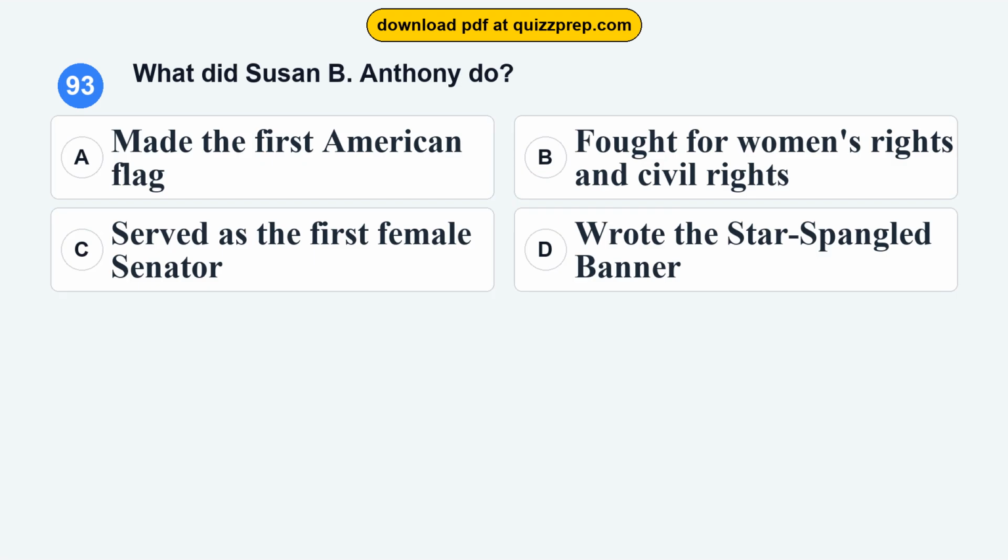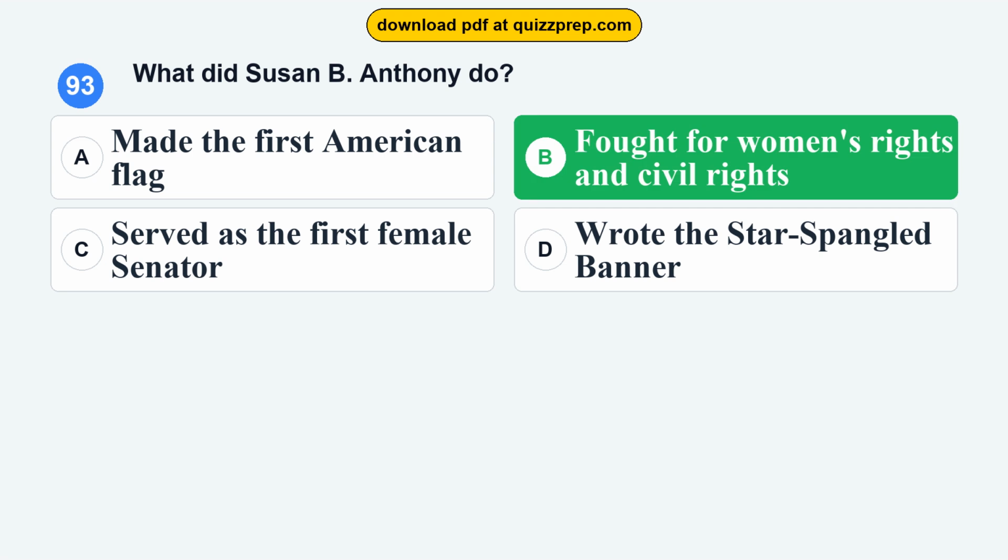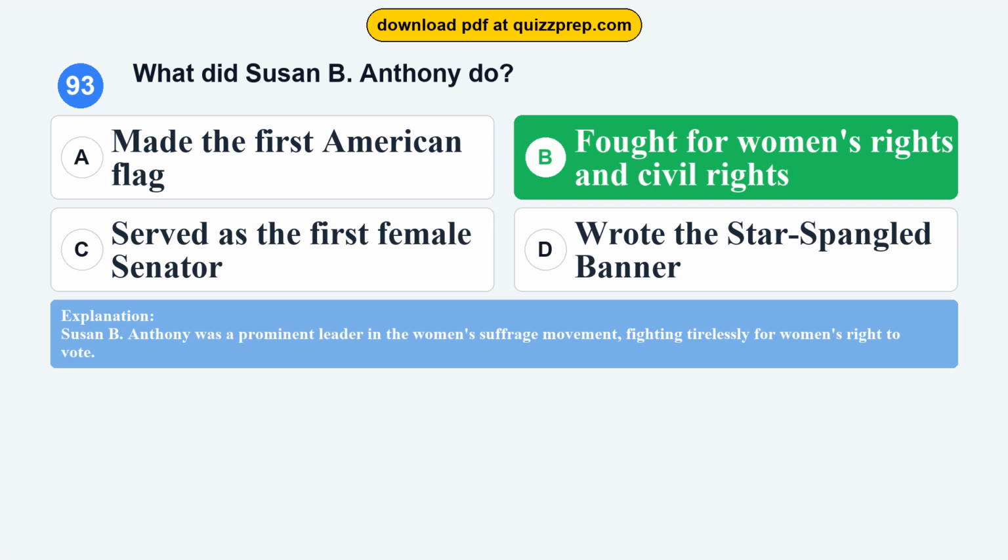Question 93. What did Susan B. Anthony do? Option A, made the first American flag. Option B, fought for women's rights and civil rights. Option C, served as the first female senator. Option D, wrote the Star-Spangled Banner. The correct answer is option B, fought for women's rights and civil rights. Susan B. Anthony was a prominent leader in the women's suffrage movement, fighting tirelessly for women's right to vote.